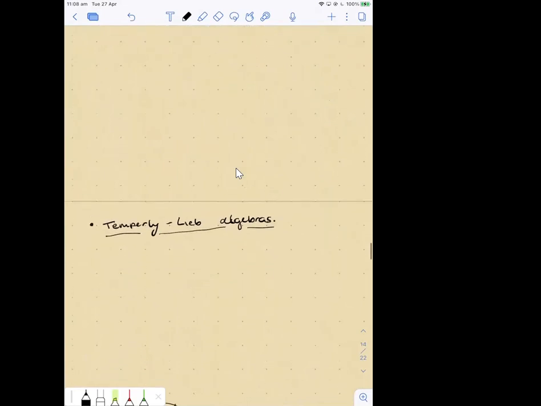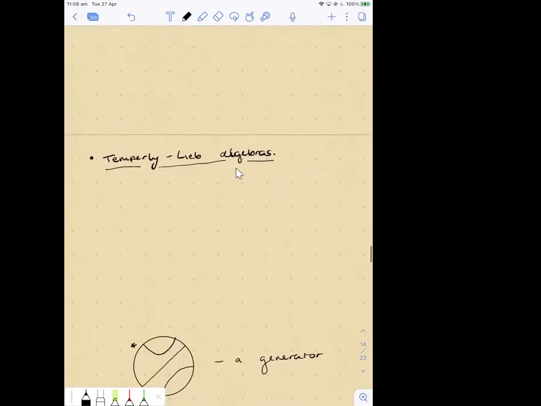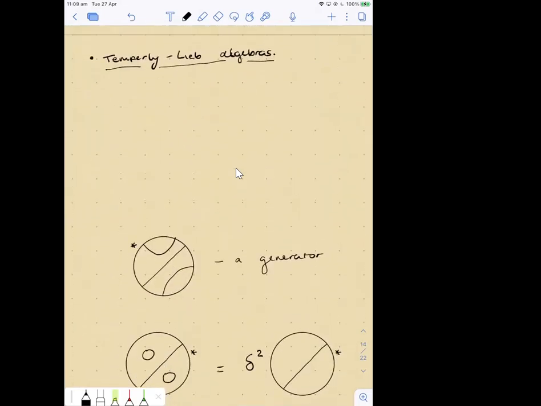So the next concrete example is Temperley-Lieb algebras. And Wikipedia tells me these come from statistical mechanics. And they also have to do with what's called wavelet theory, which is the study of wave-like motion. Totally not something I'm familiar with, but that's cool.